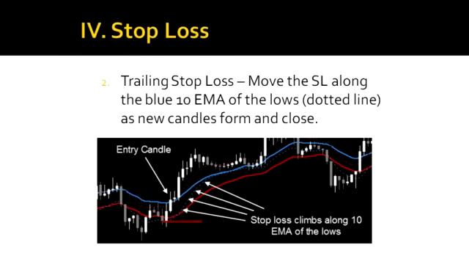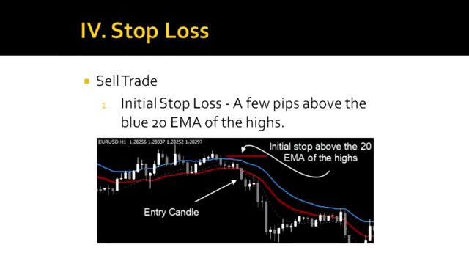The trailing stop loss, we're going to move the stop loss along the blue 10 EMA of the lows, and that is the dotted line. As every new candle forms and closes, we can then move our stop loss. We can inch it towards the entry and then hopefully into profit. This almost immediately means we can start to reduce the risk on our trades, and that is a big deal when you're trading. The stop loss for a sell trade.